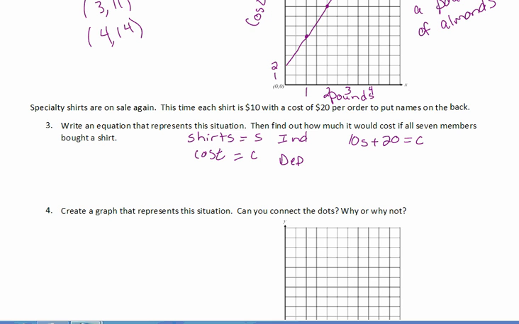Then we're supposed to find out how much it will cost if all 7 members bought a shirt. So they're telling us that we want 7 members. I'm sorry, why do I put C? We want the shirts to equal 7. So I'm going to plug a 7 in there, and that's going to give me my cost. So $70 for the shirts plus $20 for the processing fee gives me a cost of $90.